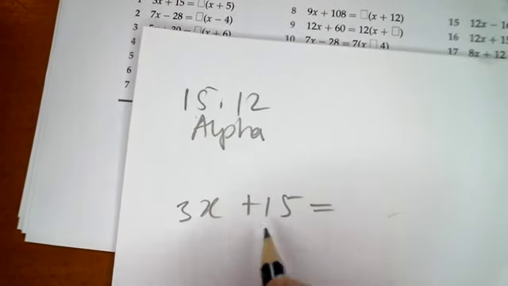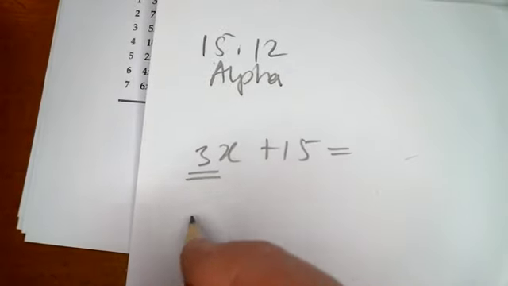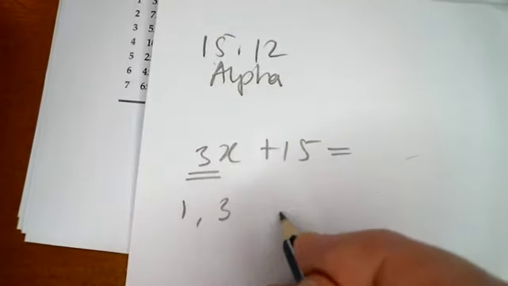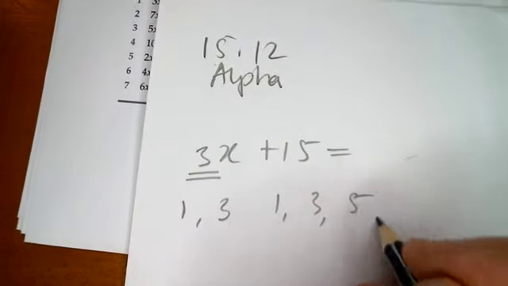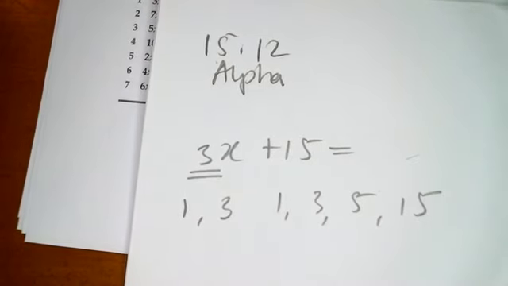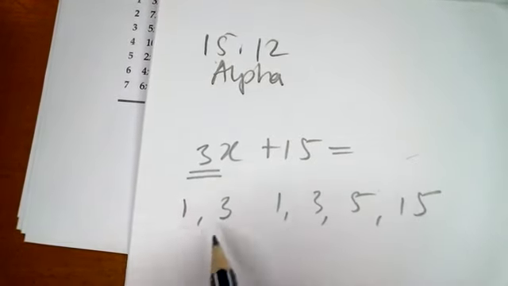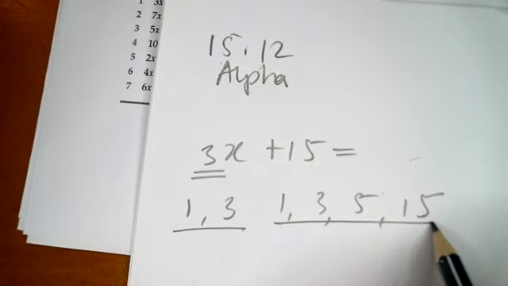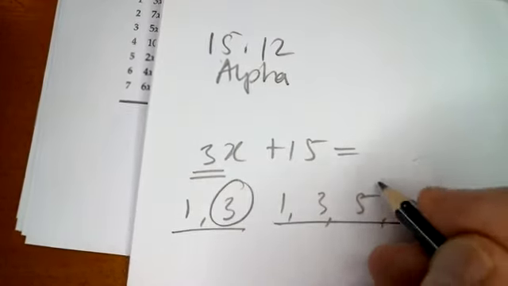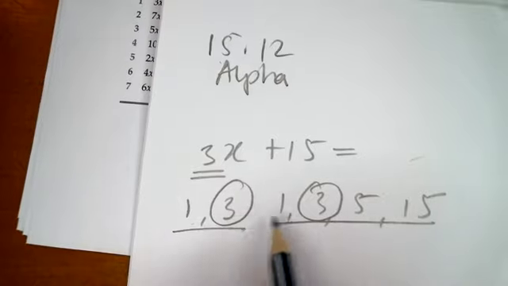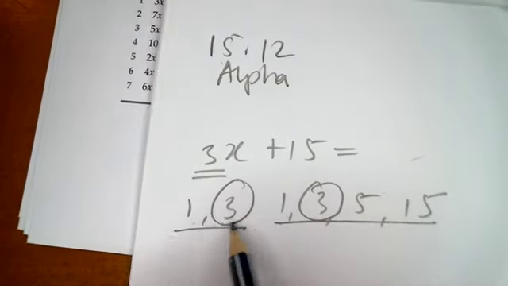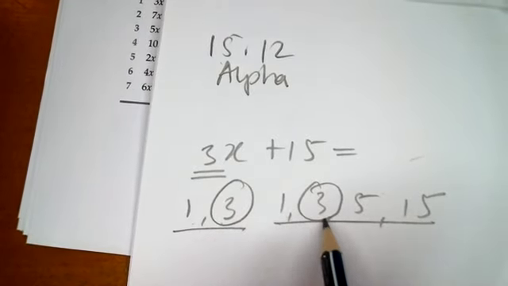So what's common to this? Well, factors of 3 are 1 and 3. Factors of 15 are 1 and 3 and 5 and 15. And we're wanting the highest common factor. Well, what's common to this and this? Oh, 3 is common, and it's the highest number. Well, I mean, 1's common as well, but it's the lowest number. We want the highest common factor, which in this case is 3.